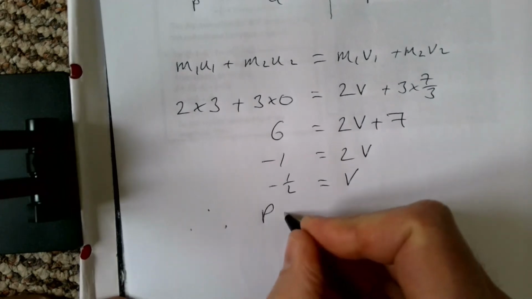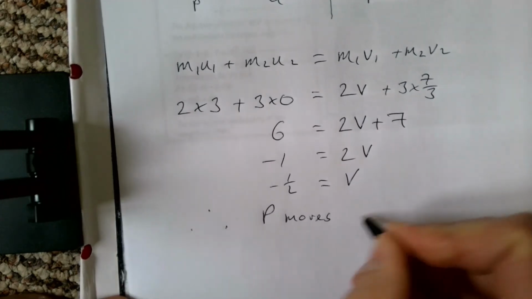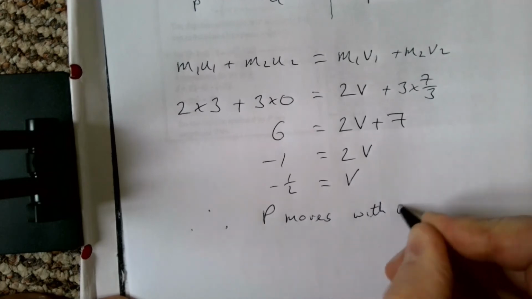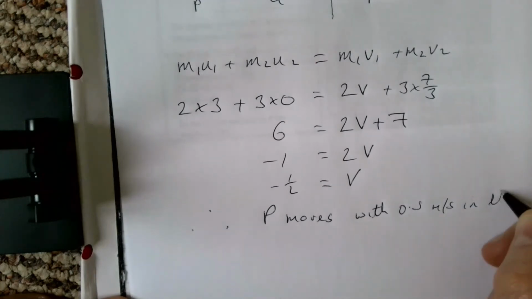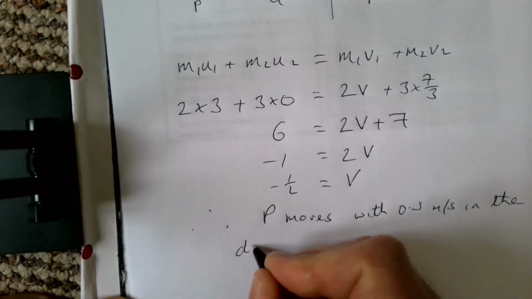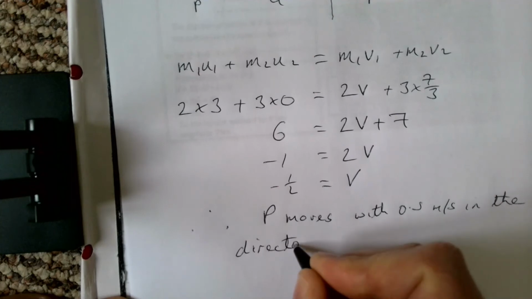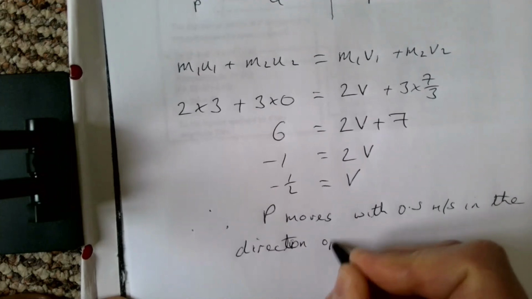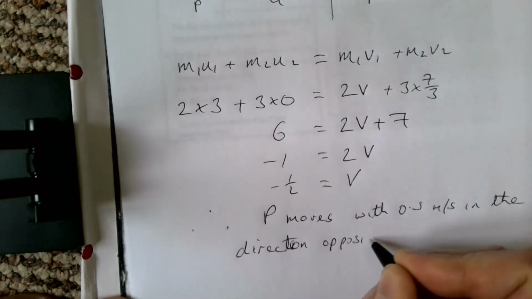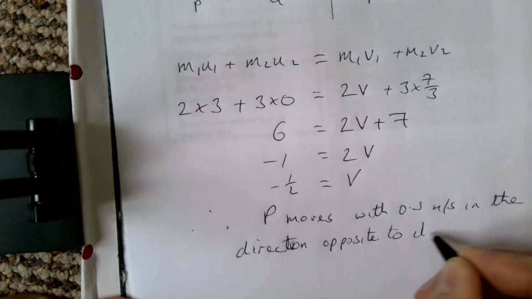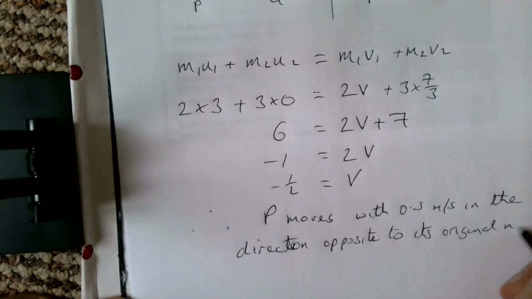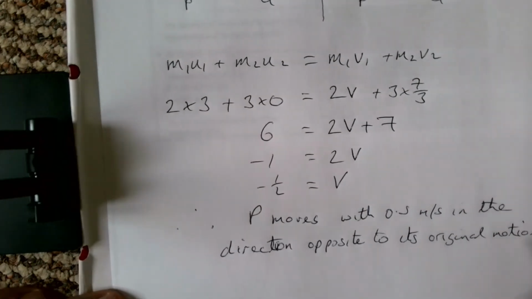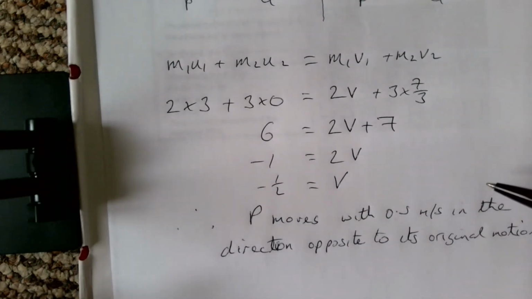Therefore, P moves with 0.5 meters per second in the direction opposite to its original motion. And again, the examiner would want to see something like that. They want to see that we know which direction it's going and define that then at the end.